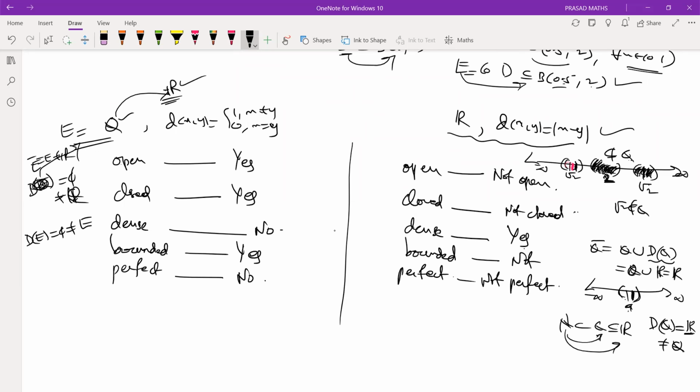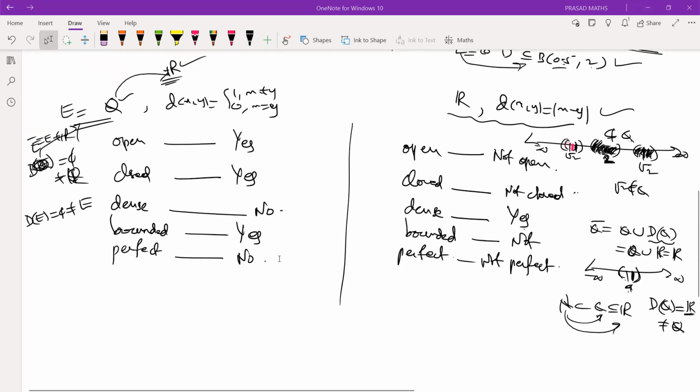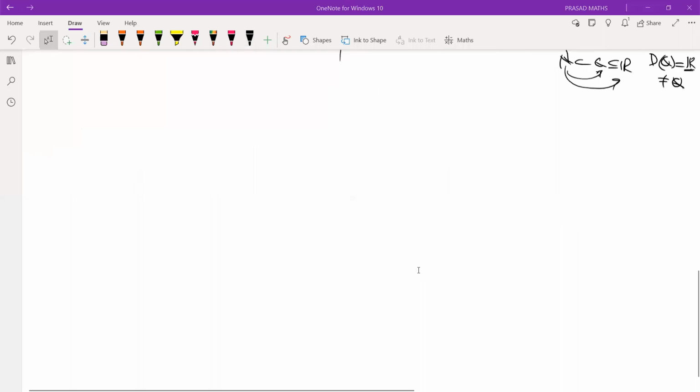Is it clear? That is the difference between discrete and usual metric. Shall I continue with more examples, or shall I move to another topic? Or can I give one more example? Okay, the third example.